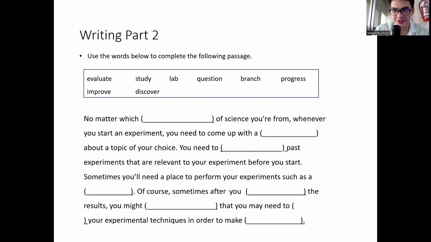For the next writing segment, just like before, I want you guys to fill in the blanks of these sentences using the given vocabulary. So we got these words: evaluate, study, lab, question, branch, progress, improve, and discover. So use these words to fill in the blanks of these sentences. Try that out yourself first, and then when you're done, resume the video and we'll go through the answers together.